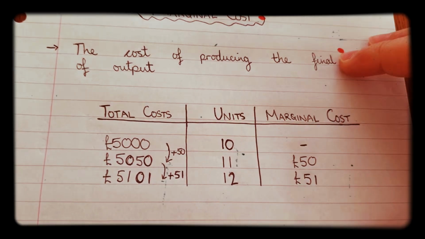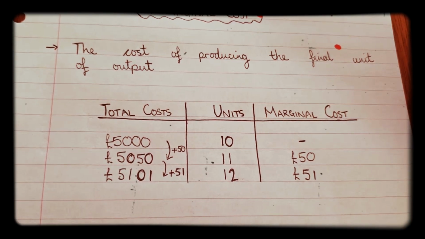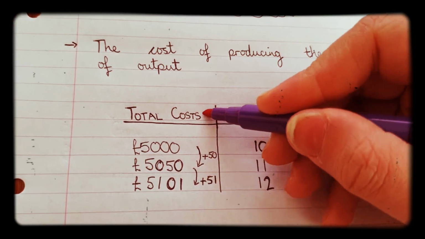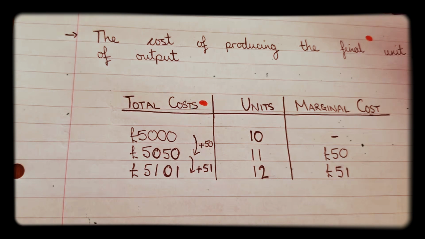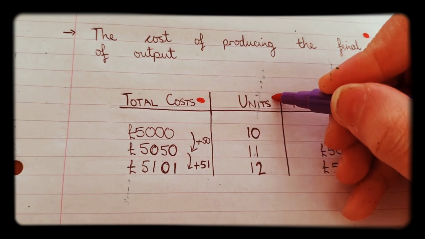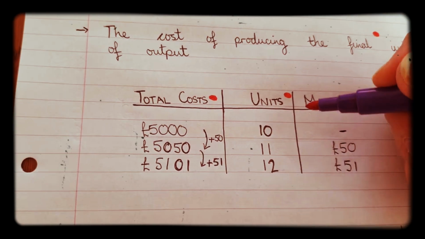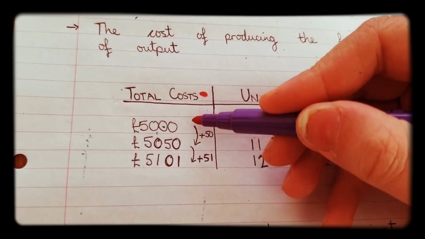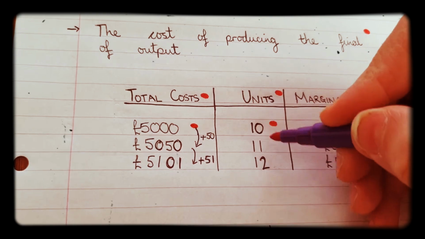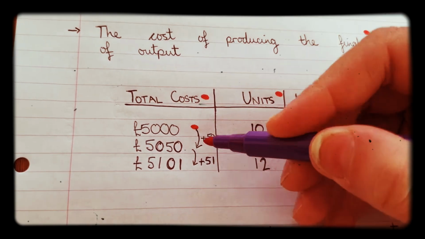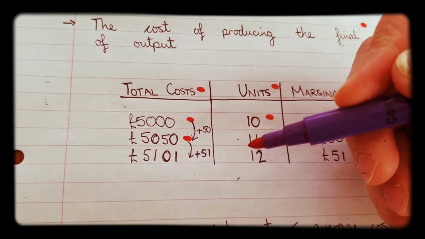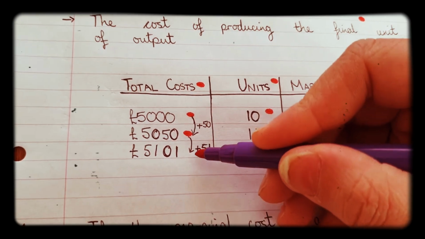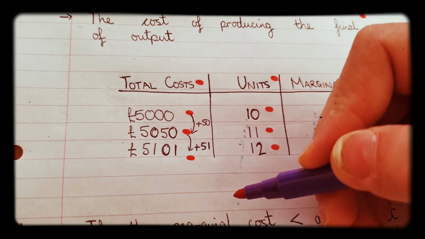So here's a little example of what marginal costs are. To work out the marginal cost, you will need to know what your total costs are, and you will need to know the units of production as well. So for example, in this case, we have 10 units being made and the total cost is 5,000. When we increase our units by 1, the total cost goes up to 5,050. When we increase again by another 1, the total cost goes up to 5,101.